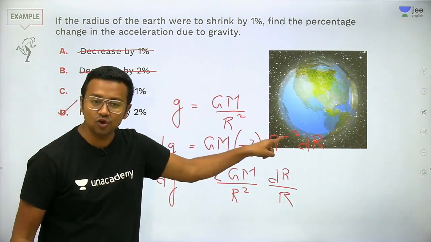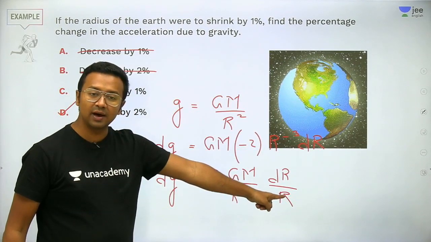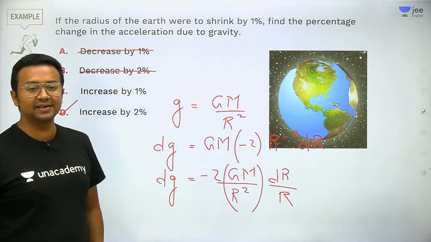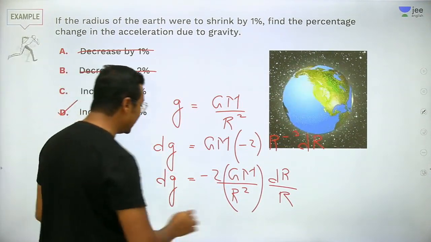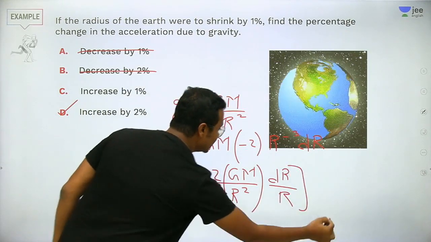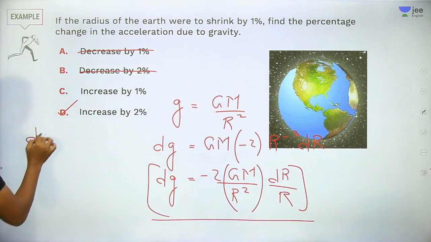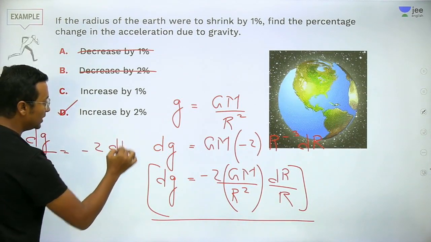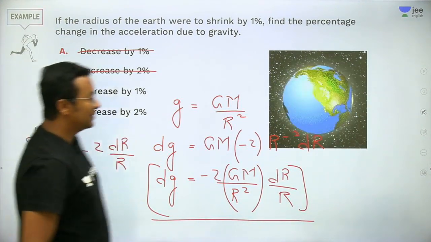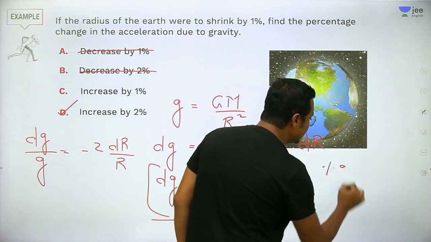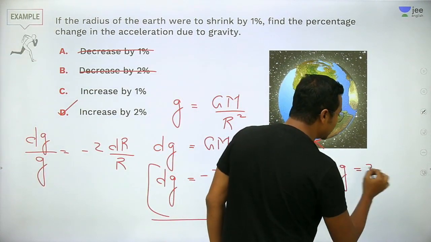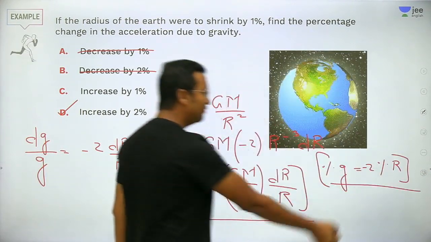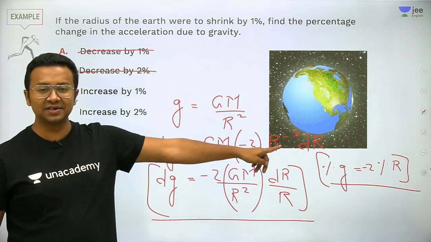Because I have got r cube, isn't it? So r square into r. What is this value? GM upon r square is equal to g. So what I can do here is dg upon g will be equal to minus 2 dr upon r. That means percentage change in g will be minus 2 times percentage change in r. So we got the relation very clearly from this equation here.